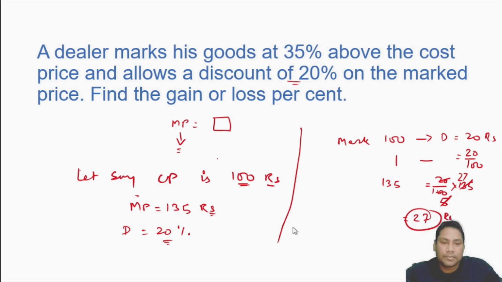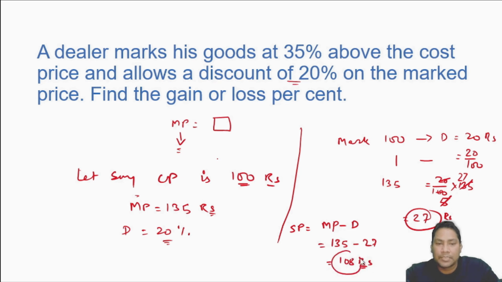Now we will calculate the selling price. Selling price is mark price minus discount. Mark price is 135. Discount is 27 rupees. This will become 108 rupees. So from here, the selling price we have calculated.